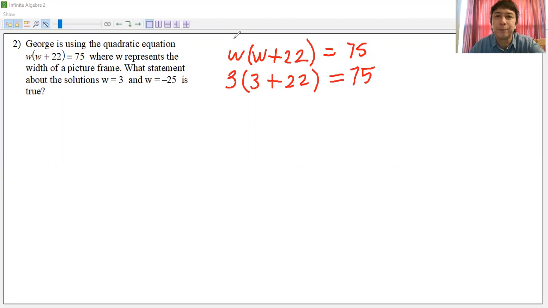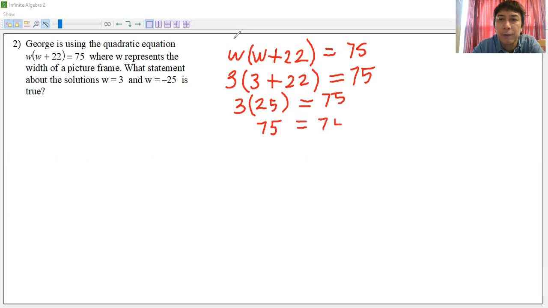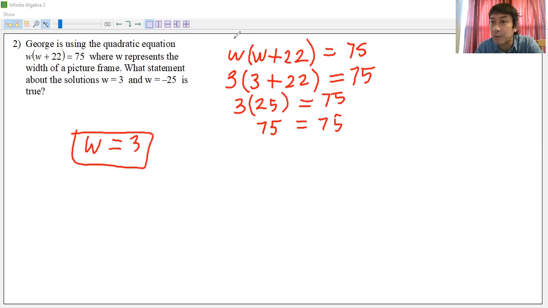And so we can verify the left and the right side and see if it's correct. The inside of the parentheses, or the grouping symbol, we will have 25. And then we still have to multiply it by 3. And it looks like the left side of the equation is the same as the right side. This is 3 times 25 equals 75. And so W equals 3 is correct. That's correct.